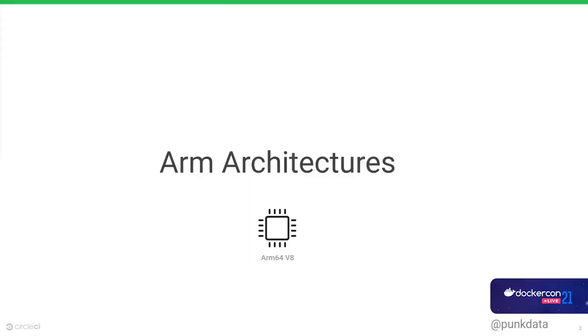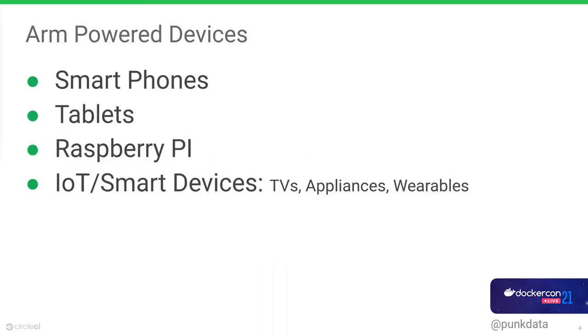But let's jump into what we came here to talk about, which is ARM architectures. Now, ARM architectures are essentially processors that operate differently than the x86 processors. ARM processors have been around for quite some time, so they're really not anything new, but they are gaining popularity. And like I said, they've been around for quite some time. Here's a list of some of the types of devices that are powered by ARM processors and platforms: smartphones, tablets, Raspberry Pis, and certain IoT smart devices, such as TVs, appliances, and wearables.